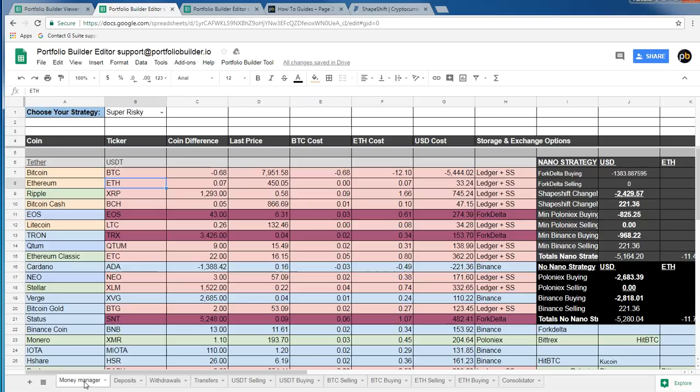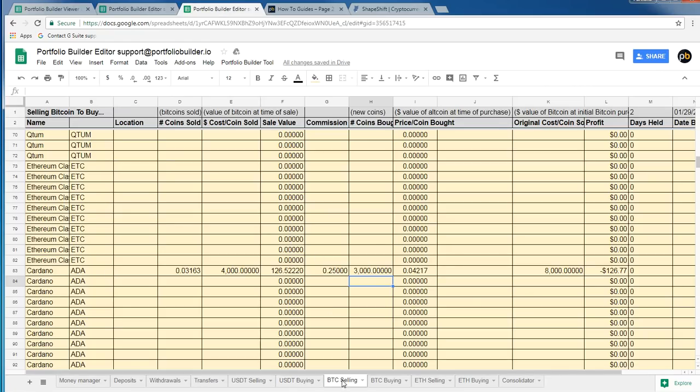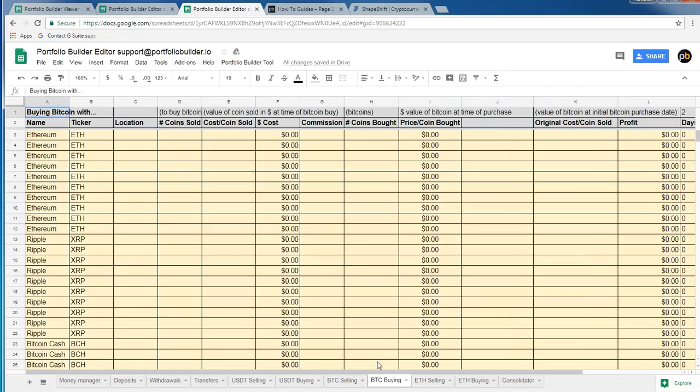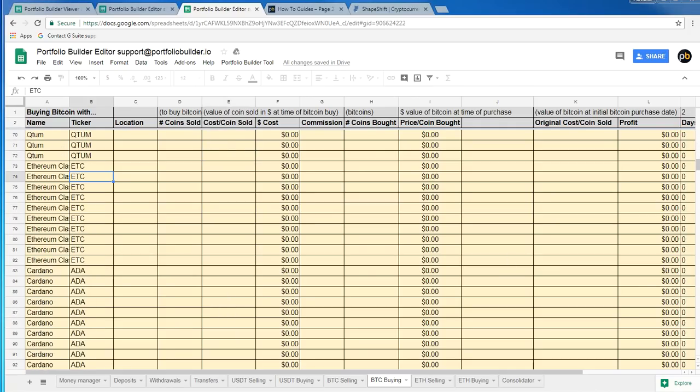So I'll go back to the money manager here, come over here. Now, instead of selling Bitcoin, I'm buying it. So I'll go to the Cardano coin, which is located right here. And you can see I've labeled these all to be very clear. So I'm buying Bitcoin. To buy Bitcoin, I'm selling one of these coins. This is the cost of the Cardano coin at the time of sale. And this is how many Bitcoins I've ended up purchasing.